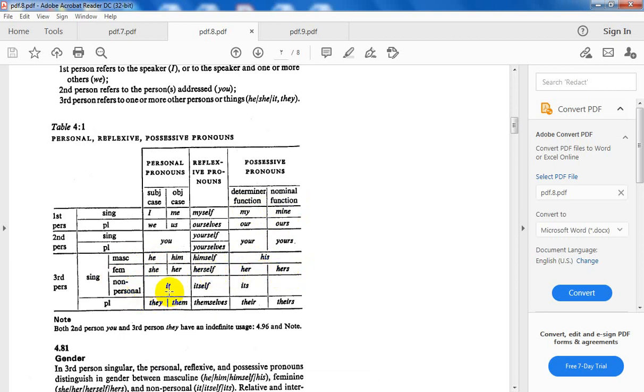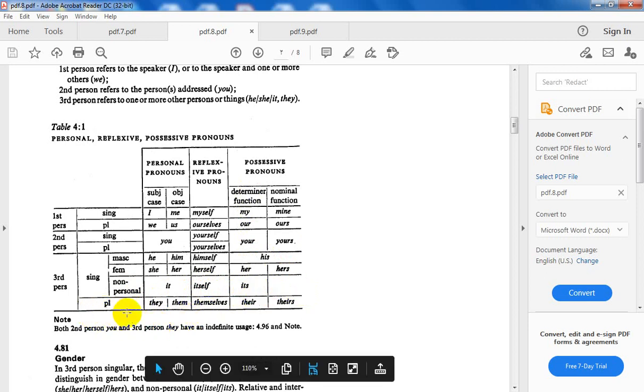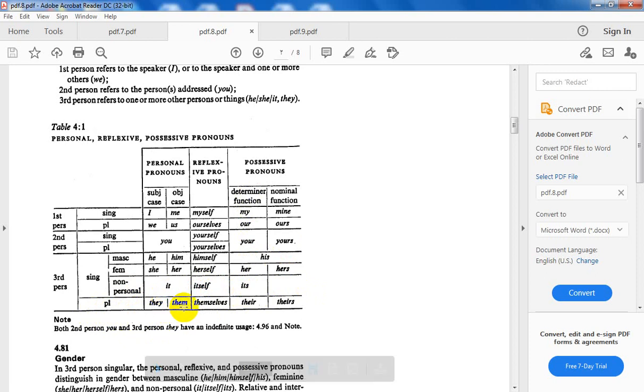Non-personal it بالsubjective case والobjective case. Reflexive it is itself. Again determiner its. There is no nominal function for it. Plural again I have they بالsubjective. Objective is them, themselves are reflexive. Their it is determiner and theirs it is nominal.